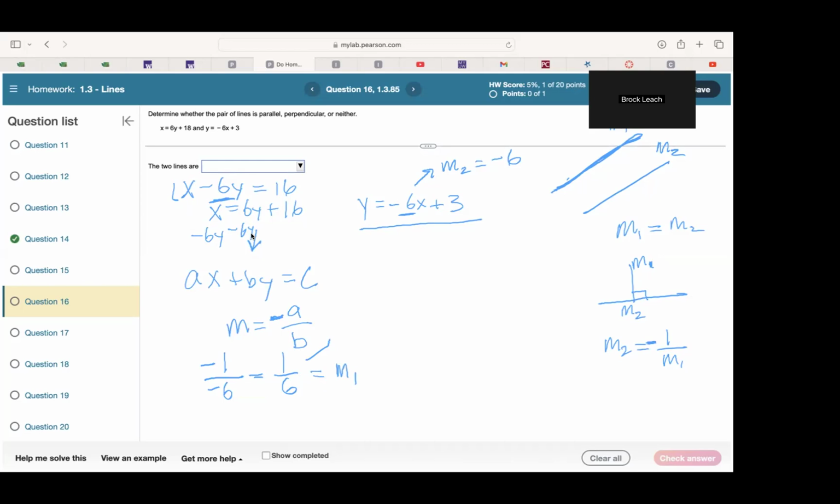That tells me if I take 1/6 and I find its opposite reciprocal, it's going to be 6 over 1. It's a reciprocal, and then negative. And look, that's the slope of the other line. That tells me these two lines are perpendicular. If this was negative 1/6 and then we had negative 6 here, they're not parallel, they're not perpendicular, they're neither. So sometimes it's going to be neither.